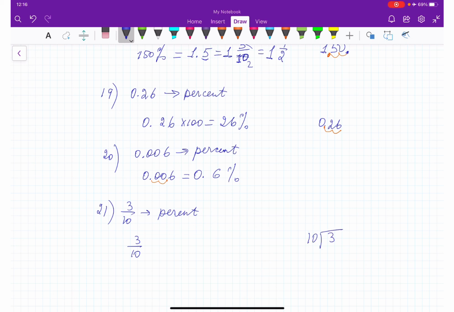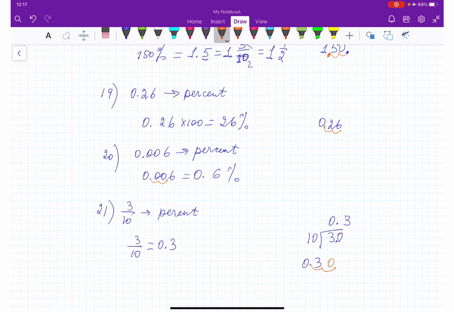I need decimal. It's going to be 0, right? I am done with this 3, whole number ends. I'm adding here 0, 30. 30 divided by 10 is 3. So 3 divided by 10 is going to be 0.3. And 0.3, if I convert to percentage, it's going to be 1 and 1 more, 30, right? I'm moving by 2 positions because to convert to percentage, you have to multiply by 100, right?